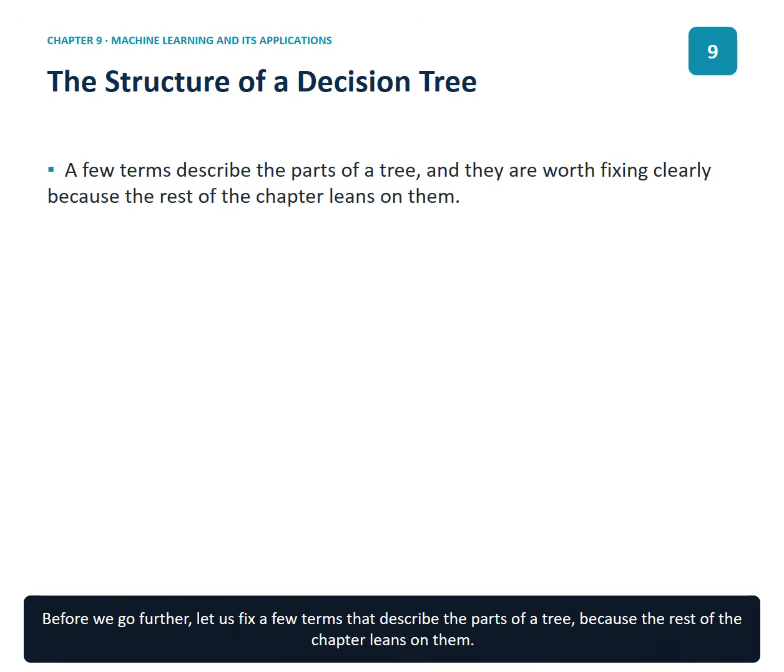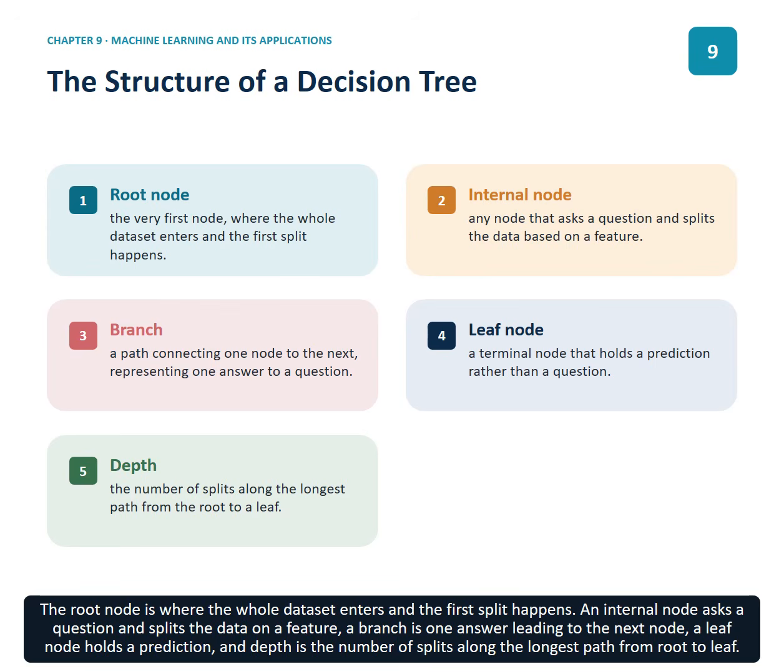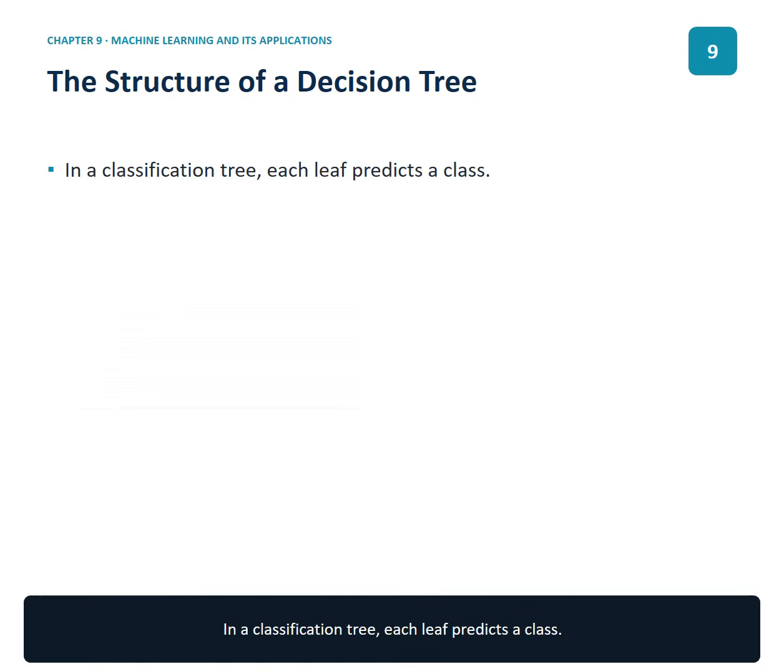Before we go further, let us fix a few terms that describe the parts of a tree because the rest of the chapter leans on them. The root node is where the whole dataset enters and the first split happens. An internal node asks a question and splits the data on a feature. A branch is one answer leading to the next node. A leaf node holds a prediction, and depth is the number of splits along the longest path from root to leaf.